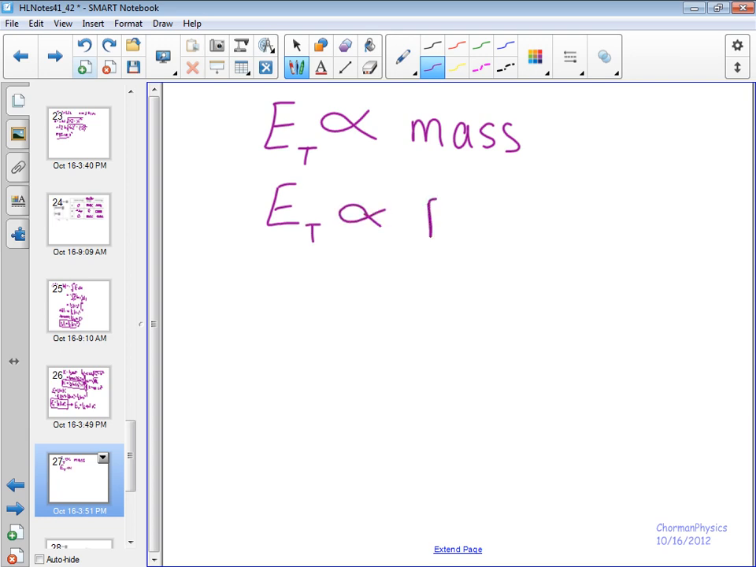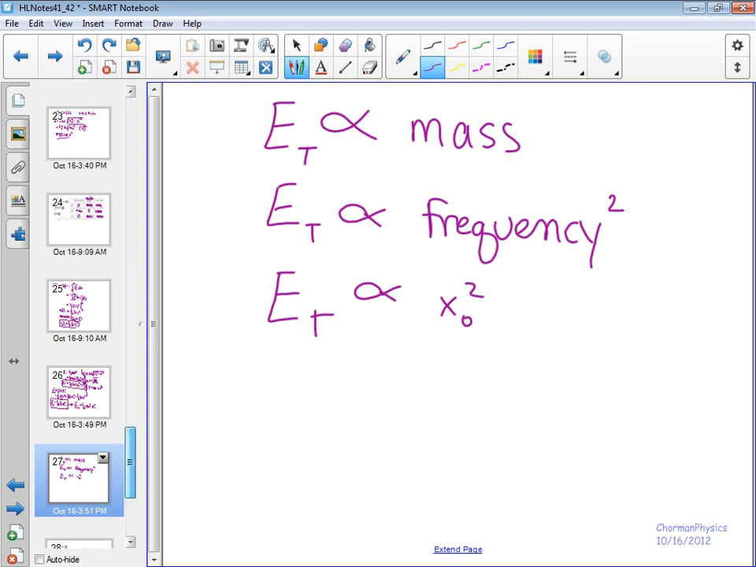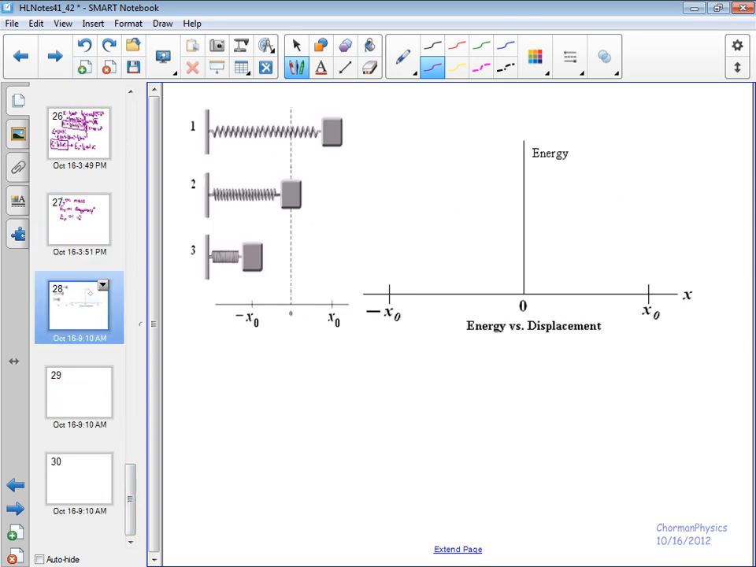Total energy is proportional to the frequency squared, really the angular frequency squared. And we also see the total energy is proportional to the amplitude squared. Okay. Just some things to note and be aware of.